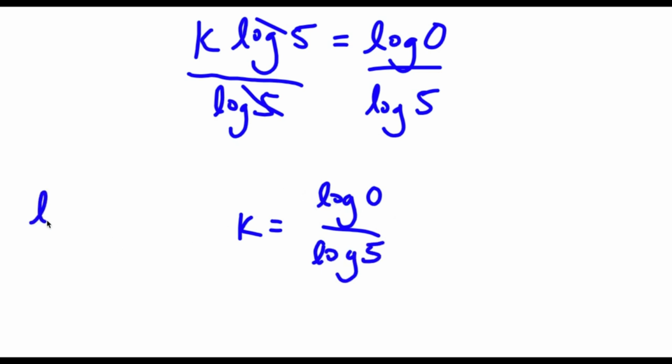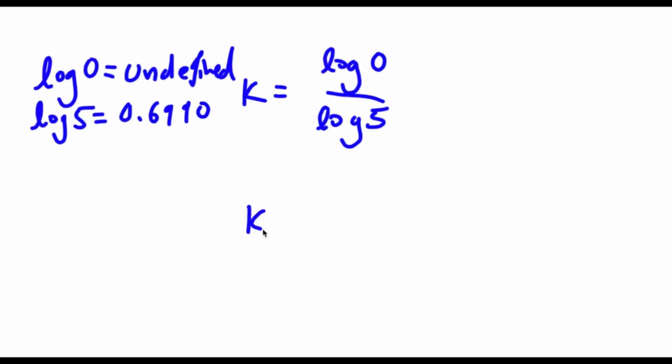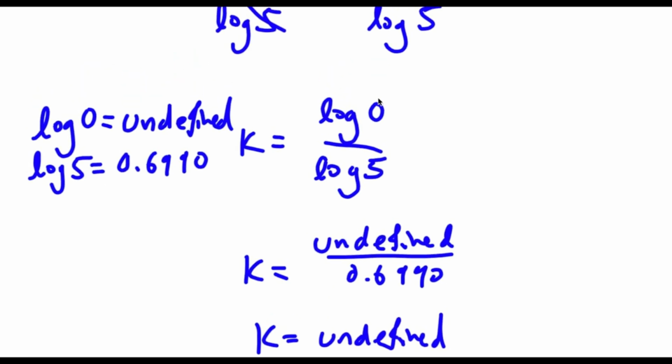Now, log 0, this is actually undefined. And log 5, this is equal to 0.6990. So k is equal to undefined over 0.6990. And you can't really divide undefined by anything because it's simply undefined. So this means that k is just undefined. It has no value. You can't take the log of 0.